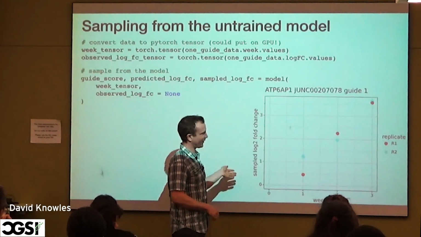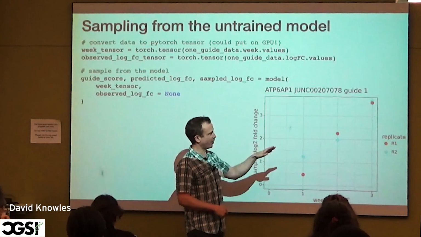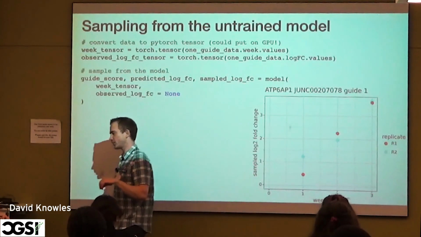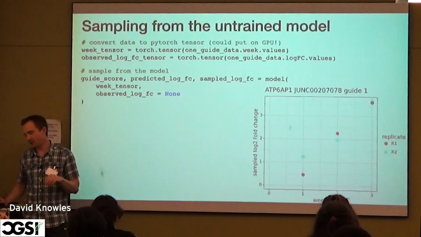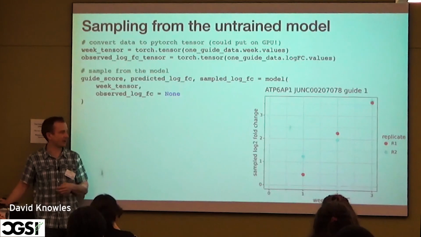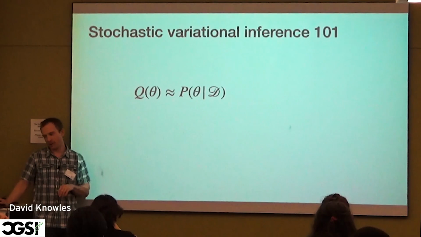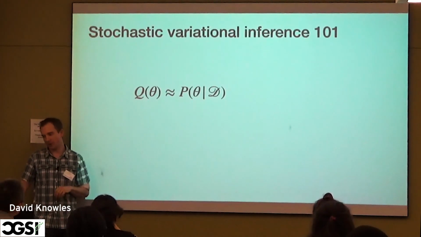Obviously, it looks nothing like the actual real data we had. This has a positive slope. And that's because if we just call this model without having trained it, then we're just sampling from the prior. So there's no information yet. So we want to fit our model to our actual observed data.